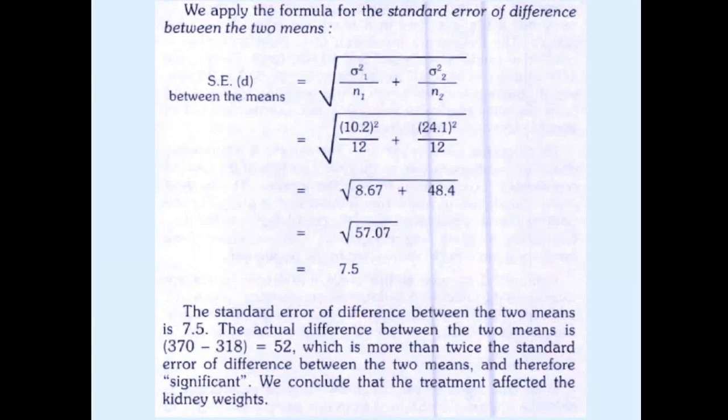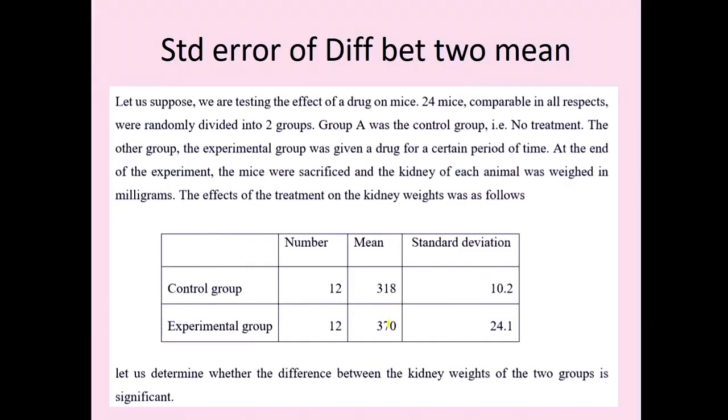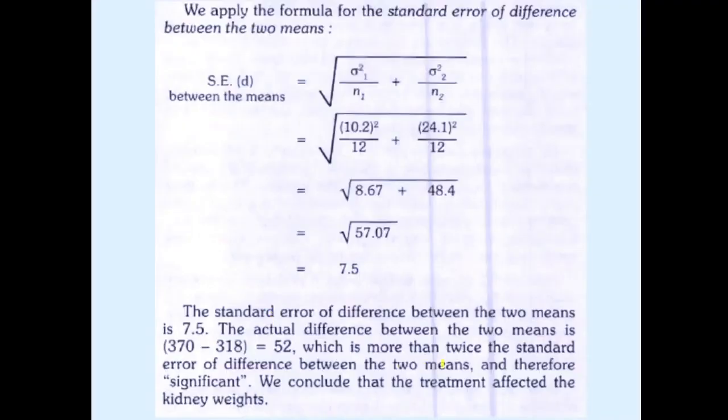The actual difference we need to calculate. The actual difference is 370 minus 318, which yields 52, which is actually more than twice the standard error. So the critical value is more than 2, and then there is a significant difference using the standard error of two means.